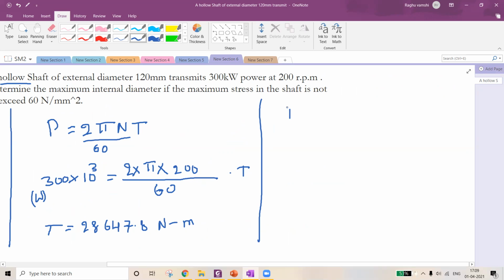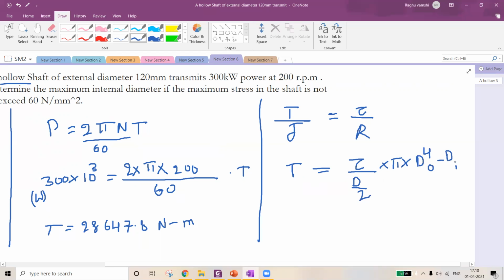Then T by J equals tau by R. We can simplify this equation. I will write the simplified equation now: T equals tau by D by 2 into pi by 32 into D outer power 4 minus D inner power 4.